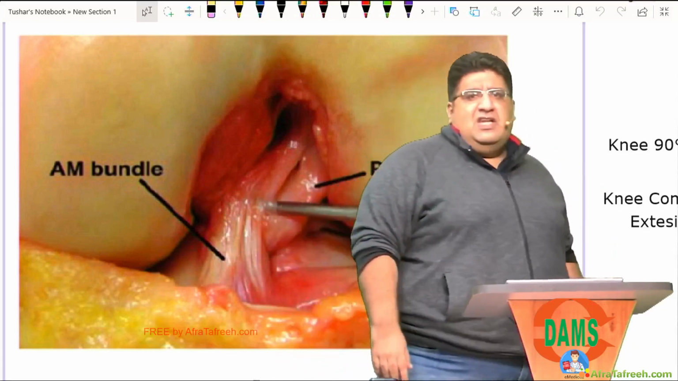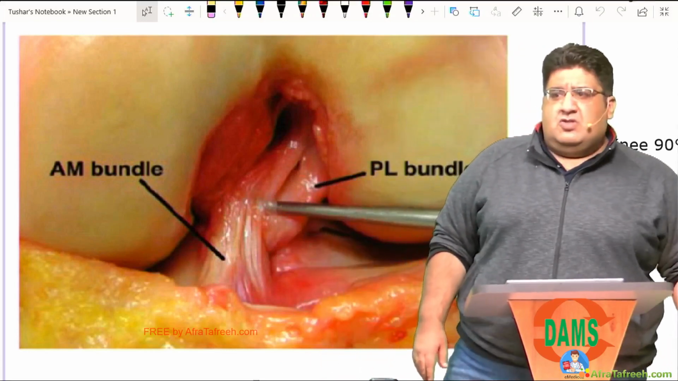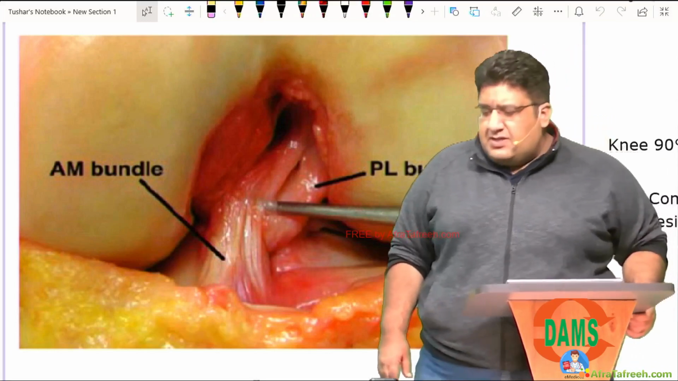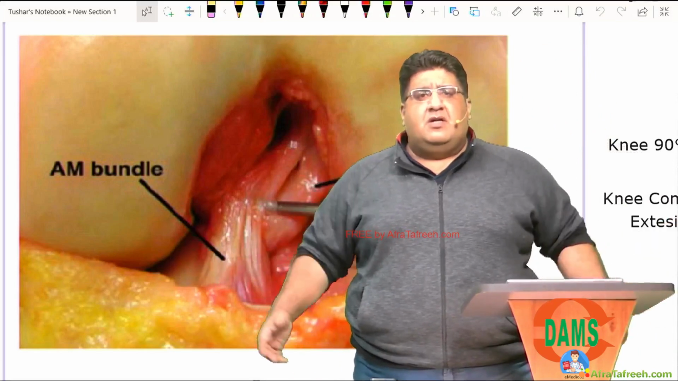So was she having an ACL tear? Yes. Was that a double bundle tear? No. Was that a single bundle tear? Yes. Was that a partial ACL tear? Yes. Was that an incomplete ACL tear? Yes. That was a single bundle tear.